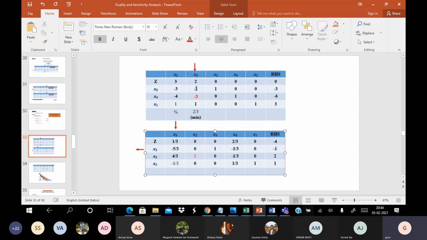And then in order to make this -2 0, you multiply it with 2 and add it here. So you multiply these 2 with 2, so it becomes 4. Oh no, we should get one there actually. 1, yeah, 1. Right. And what about this third one? That's correct only. 1 2 1 we'll get in RHS.